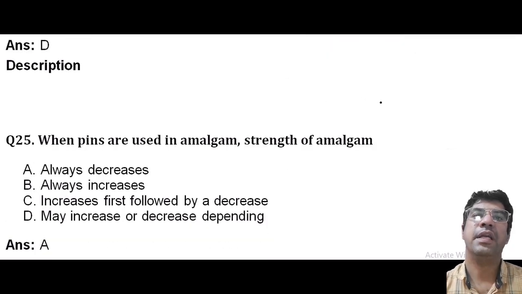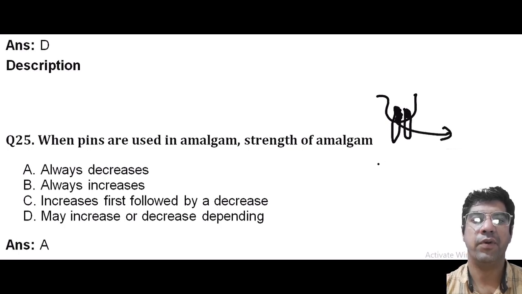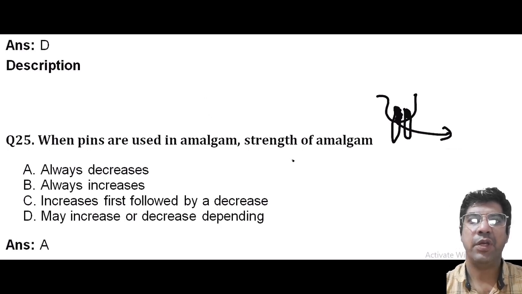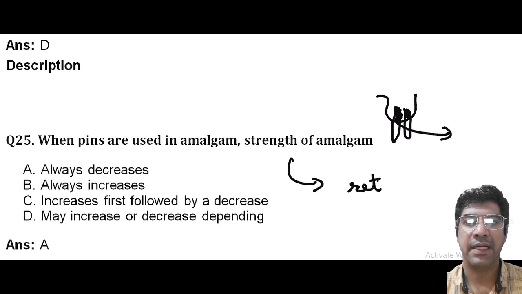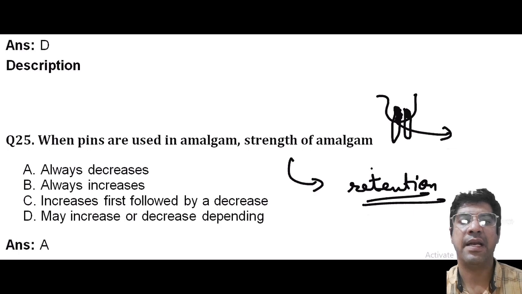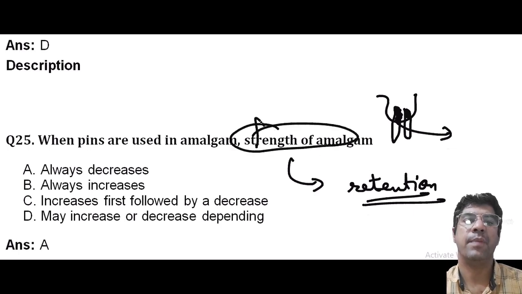When pins are used in amalgam, the strength would decrease. When pins are used in amalgam restoration, the overall strength of the amalgam typically decreases. We know pins can provide additional retention and resistance form. But they can also create perforations and irregularities in the amalgam that can lead to stress concentration and a reduction in the overall strength of the amalgam.